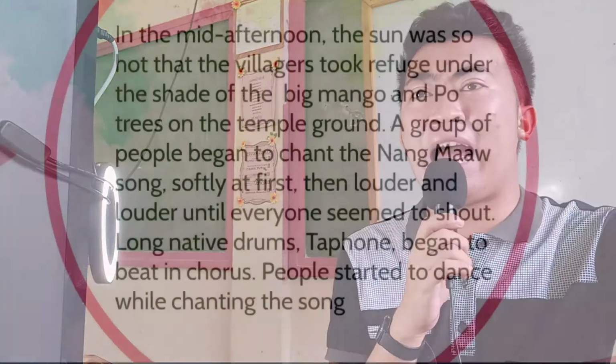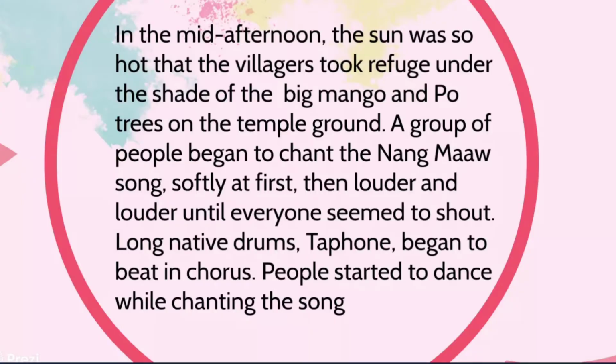In the mid-afternoon, the sun was so hot that the villagers took refuge under the shade of the big mango and po trees on the temple ground. A group of people began to chant the Nang Mao song, softly at first, then louder and louder until everyone seemed to shout. Long native drums, taphone, began to beat in chorus. People started to dance while chanting the song.